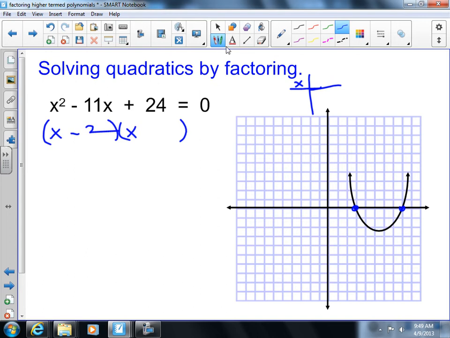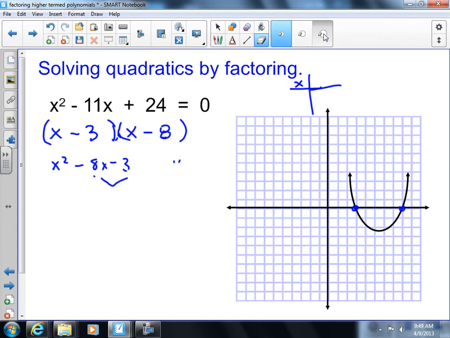Negative 3 and negative 8. I think that sounds pretty good. Let's try it. Negative 3, x minus 8. All right, if we work it, x squared minus 8x minus 3x plus 24. Is that going to make it? Sure does. Okay, so now that we found out what it is in its factored form, how do I use that?